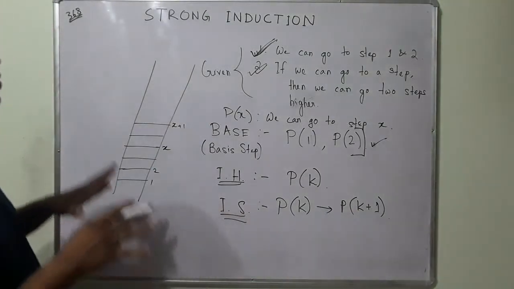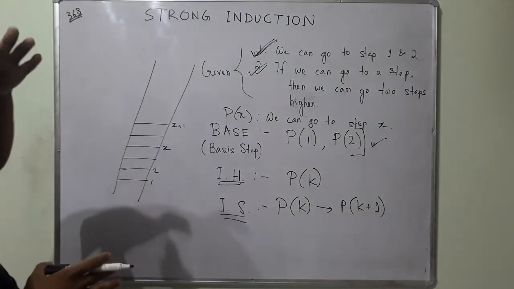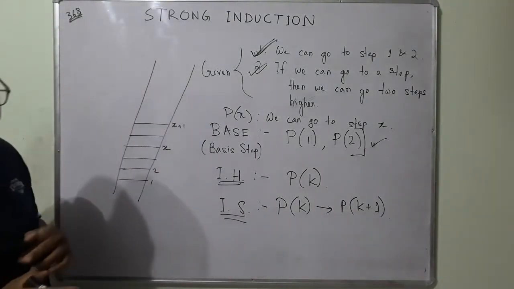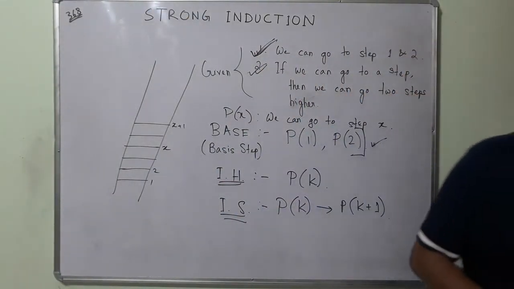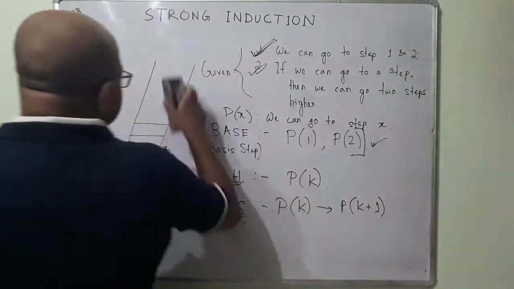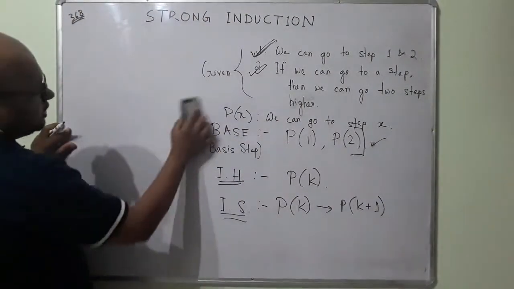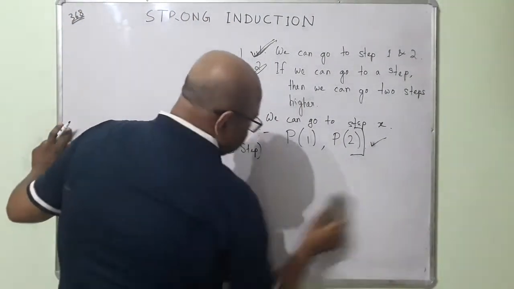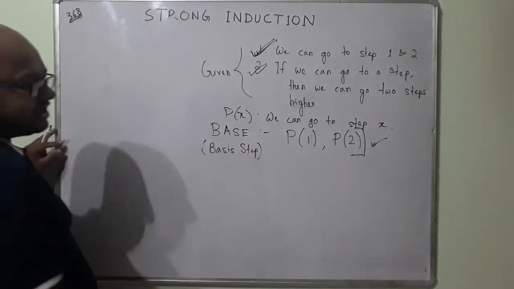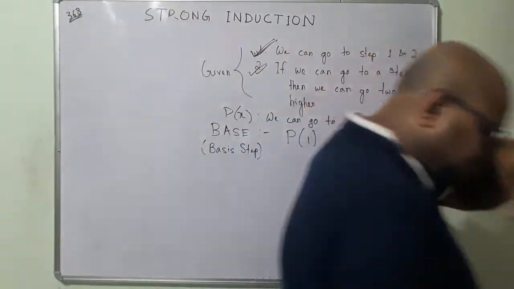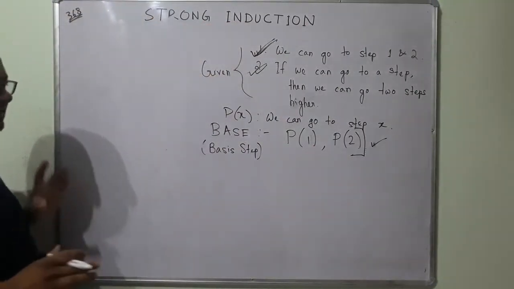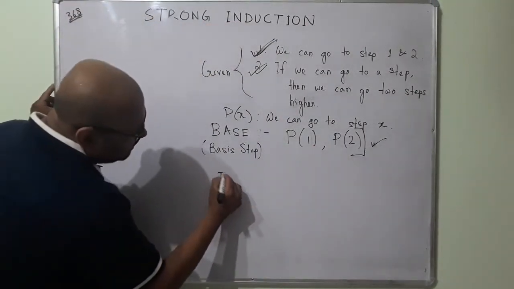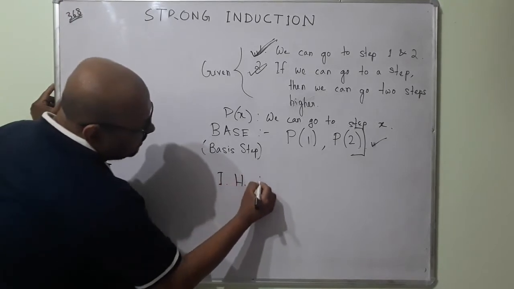Now, how do we prove this? How do we prove that we can go to any step on this ladder? So what to do? We can use strong induction here. In our strong induction, we will try to prove this using strong induction. We are going to have the same base, and we are going to have a different inductive hypothesis.